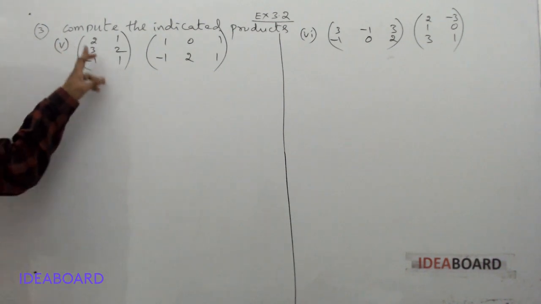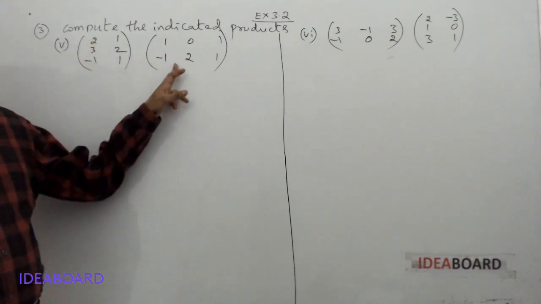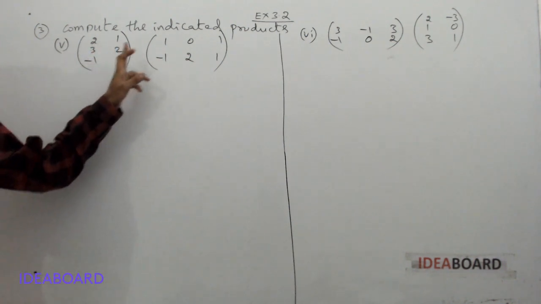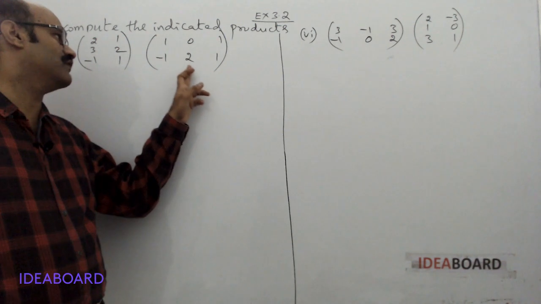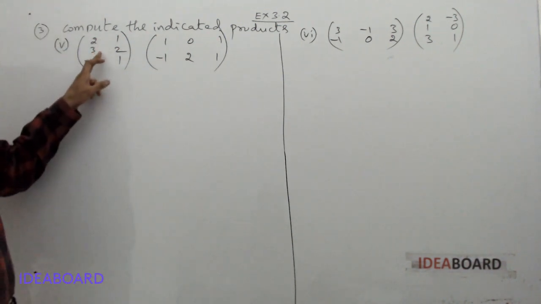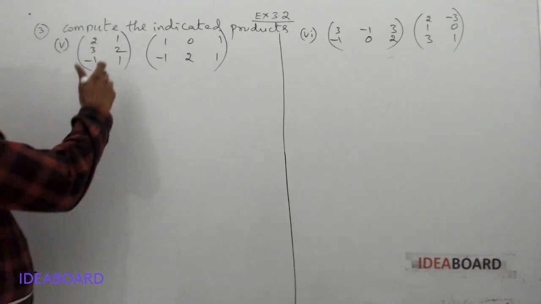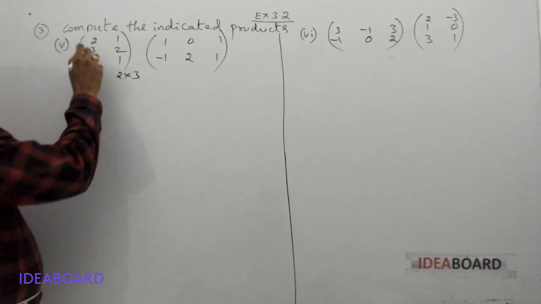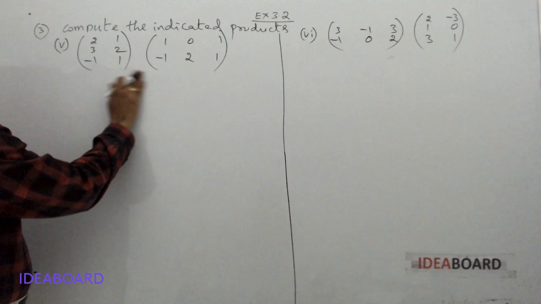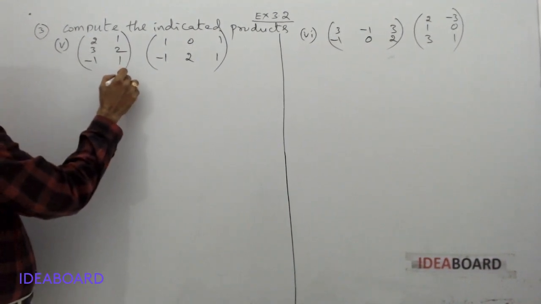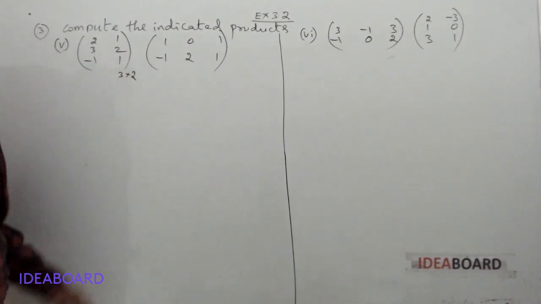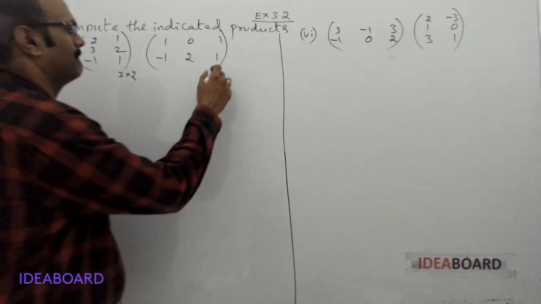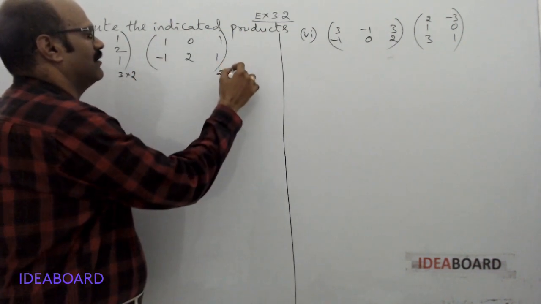Fifth problem. Here we have two matrices: 2, 1, 3, 2, minus 1, 1 and 1, 0, 1, minus 1, 2, 1. The order of the first matrix, we have 3 rows and 2 columns, so 3 by 2 it is. Here in the second matrix we are having 2 rows and 3 columns.